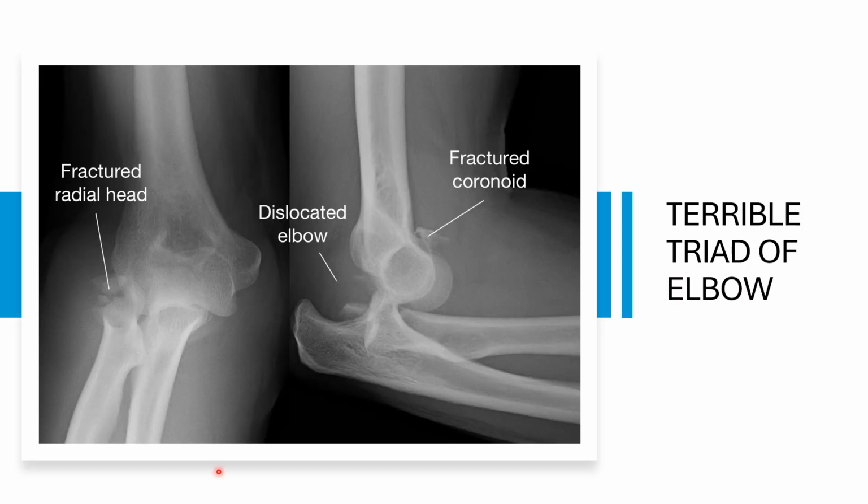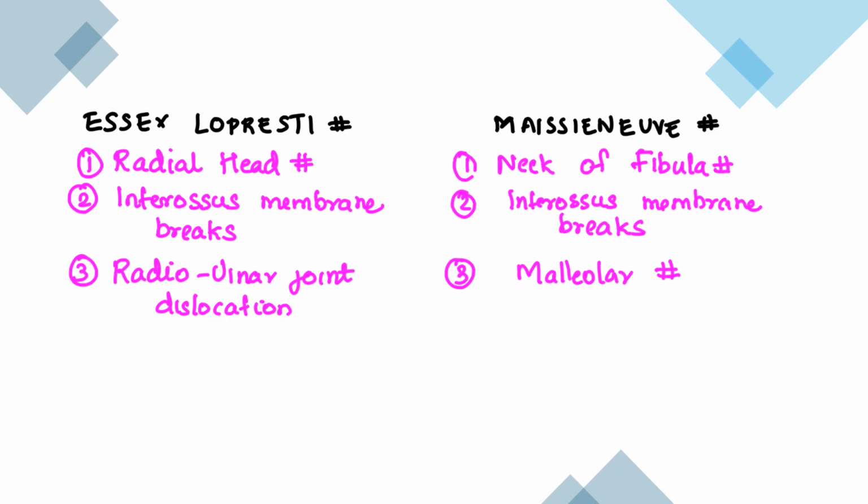The terrible triad of elbow includes the fracture of radial head, fracture of coronoid, and elbow dislocation. Essex Lopresti fracture involves radial head fracture, interosseous membrane rupture, and radio-ulnar joint dislocation. Mason-Hughes fracture involves neck of fibula fracture, rupture of interosseous membrane, and malleolar fracture.